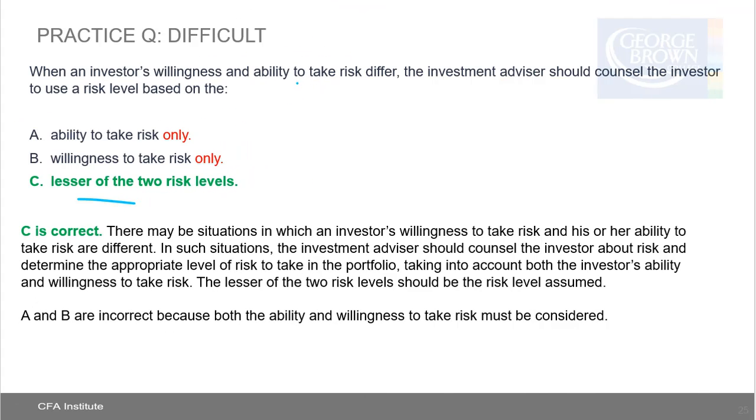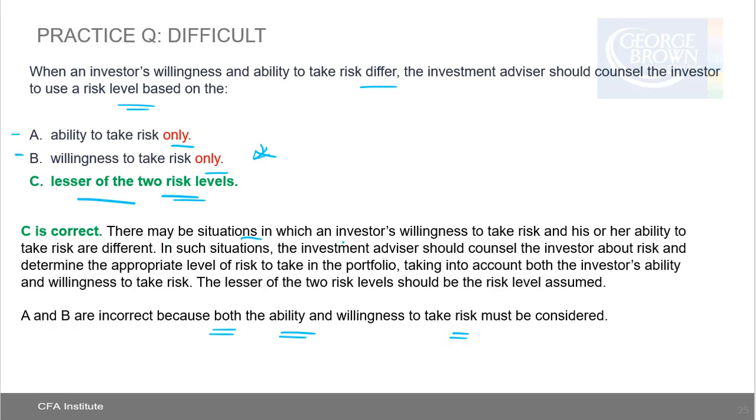When investors' willingness and ability to take risk differ, the investment advisor should counsel the investor to use a risk level based on the lesser of the two risk levels. So you can see A and B are incorrect, because both the ability and willingness to take risk must be considered. In A, it said ability to take risk only. B, willingness to take risk only. No, you need to consider the two. There might be some education process that needs to happen. But anyhow, C is correct.